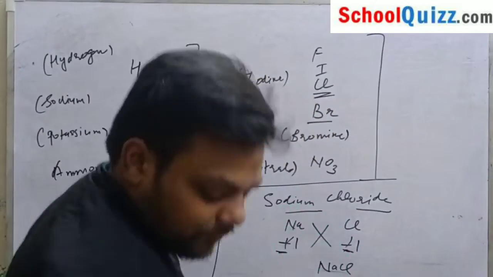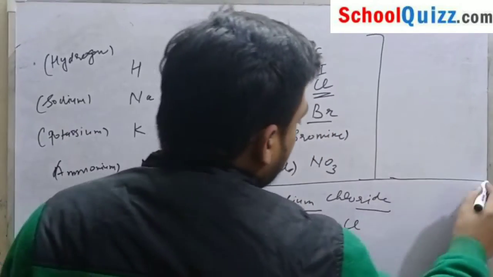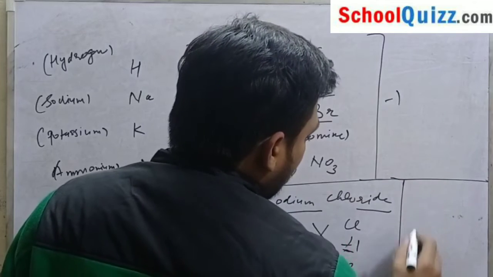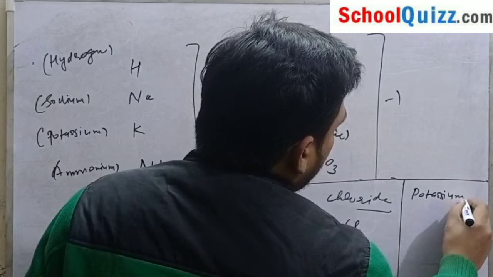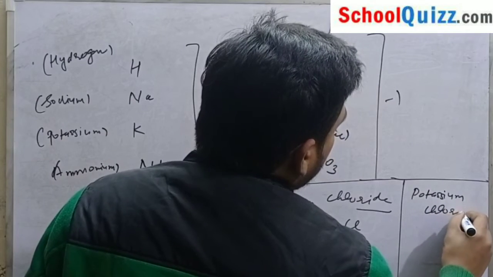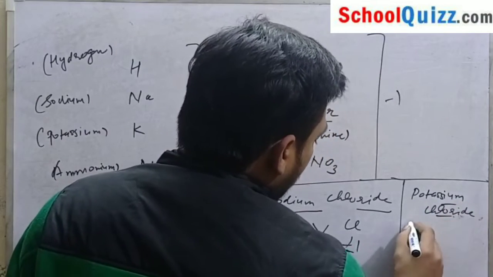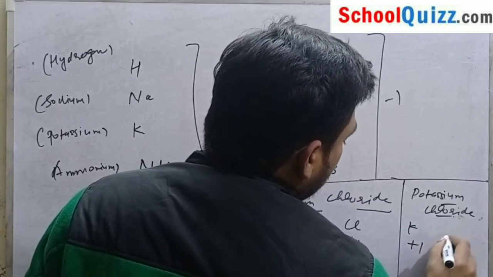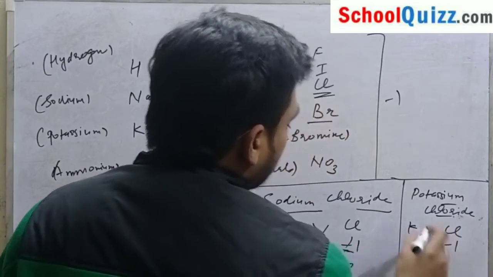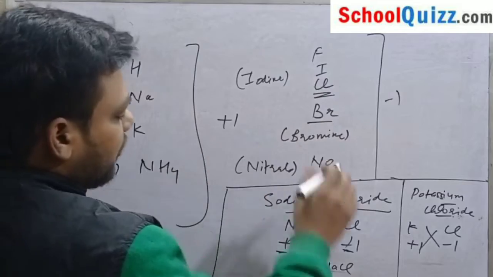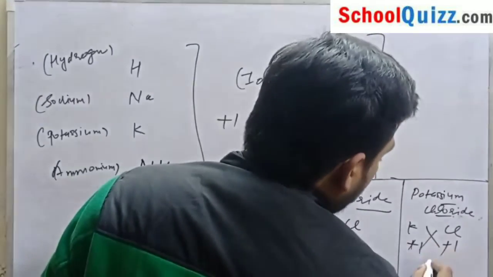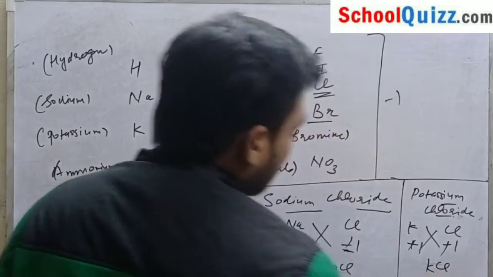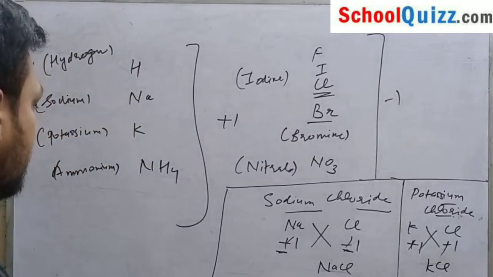Now we will take another example. I am letting you know how to make a chemical formula. Suppose we have to make potassium chloride. First of all, potassium K plus 1, chloride minus 1. We don't have to consider plus and minus. So it will become K into 1, K into Cl, that is KCl.